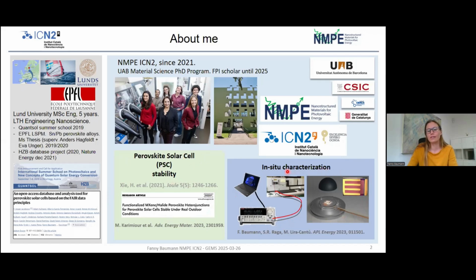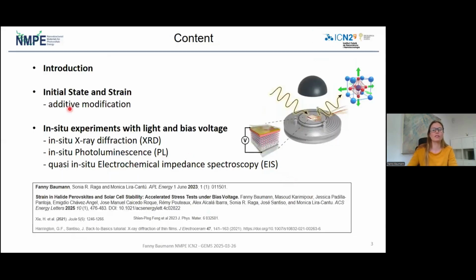My focus is on in-situ characterization, which has the aim of being a technique to be used in parallel or alongside operational stability testing. Today, I'm going to give an introduction to in-situ characterization, a little bit of our strategy when performing these kinds of measurements.